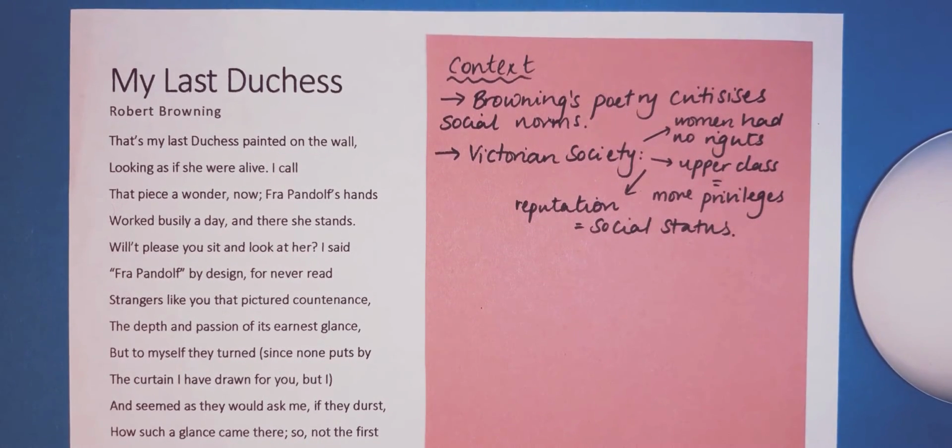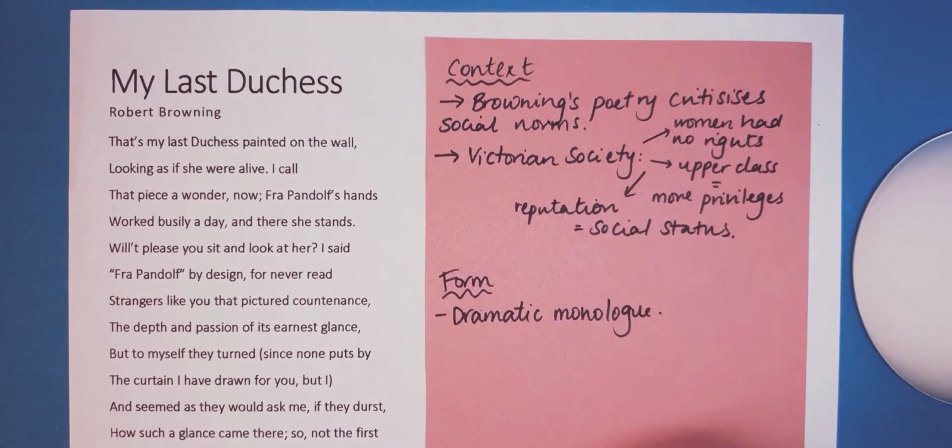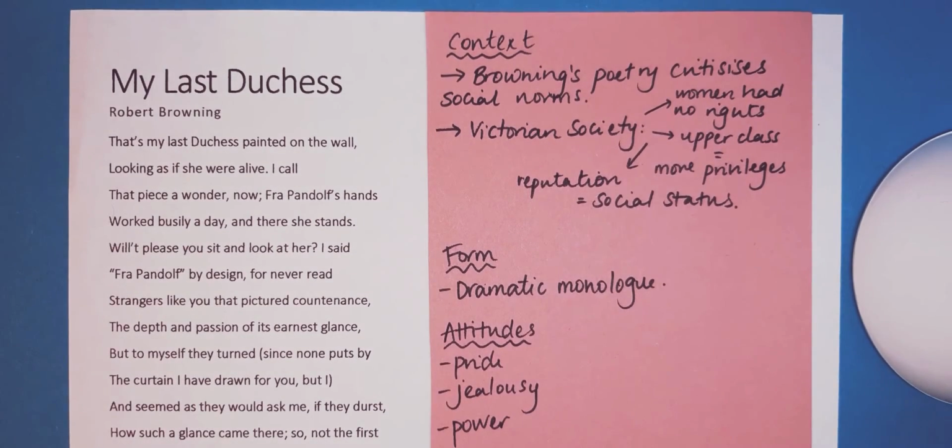Now, the next thing we look at is the form of the poem, and the form is a dramatic monologue. So if we write that as well. So that's the form of this poem. And we also look at the attitudes, and the main attitudes in this poem are pride, jealousy, and power. So those are the three attitudes that we look at.